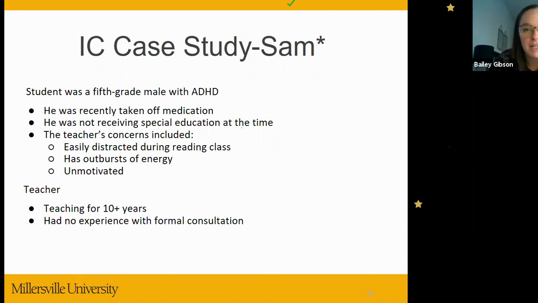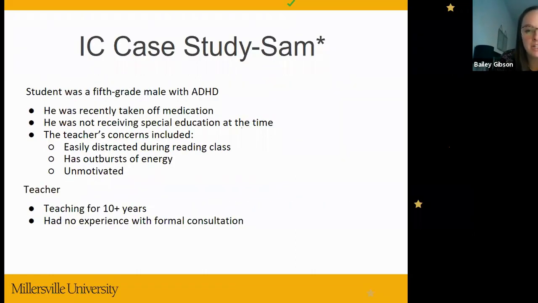The teacher indicated that her main concerns were that he was easily distracted, he was unmotivated, he had outbursts of energy, and it was to the point where they were sending him down the hall in the middle of class, so he could get a drink or walk to another teacher's room just to get him out of the classroom and to move around. So that was a huge concern of hers.